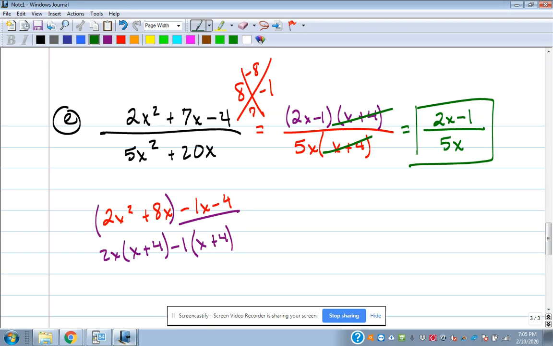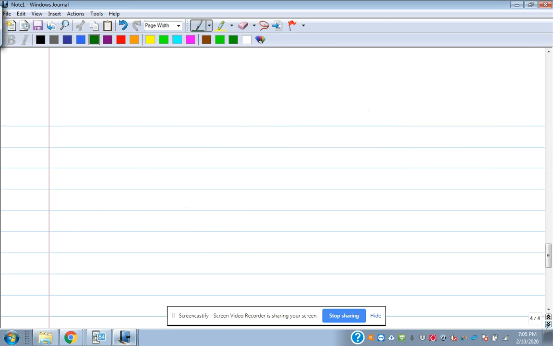Questions about those? Okay. Well, let's add a little something to the game. Since we're just dealing with rational expressions, let's do a little bit of multiplying. So let's go back old school here and do a nice little easy 3rd grade fraction multiplication. Maybe 4th grade.